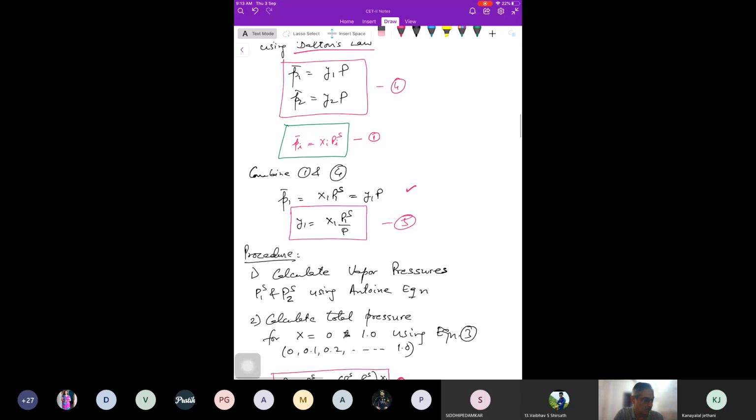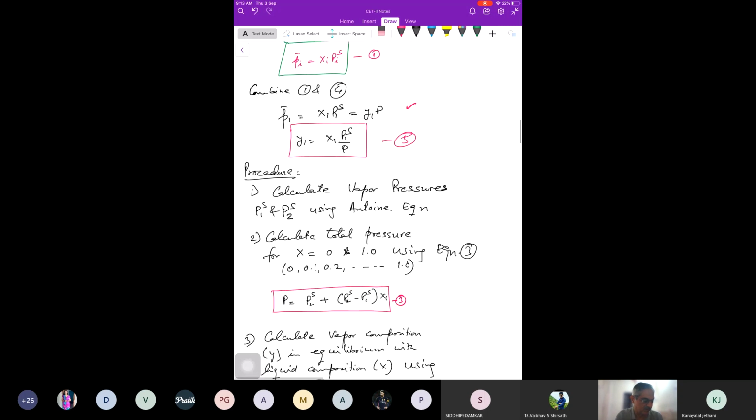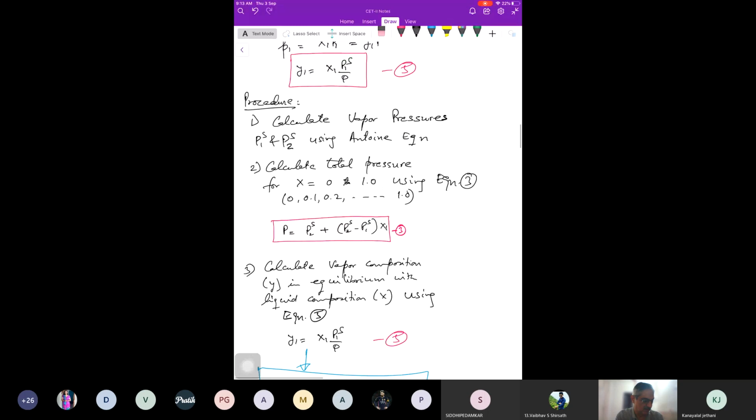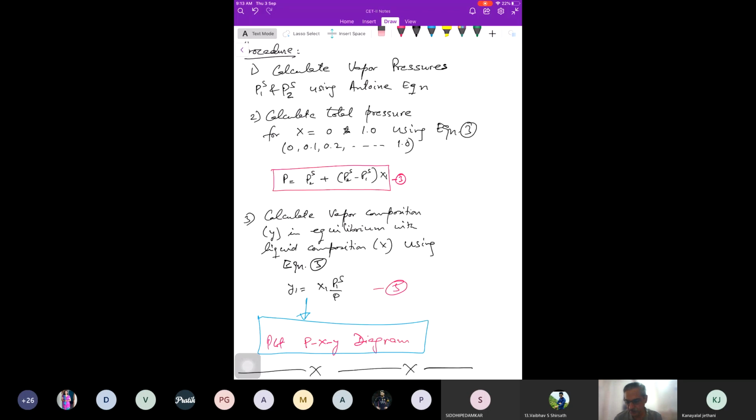Okay, so the procedure is: calculate vapor pressures P1S and P2S using the Antoine equation. Then calculate total pressure using this equation 3. Then calculate vapor composition using equation 5. Right? And then once you have these pressure, x1 and y1 values, you can plot the Pxy diagram.